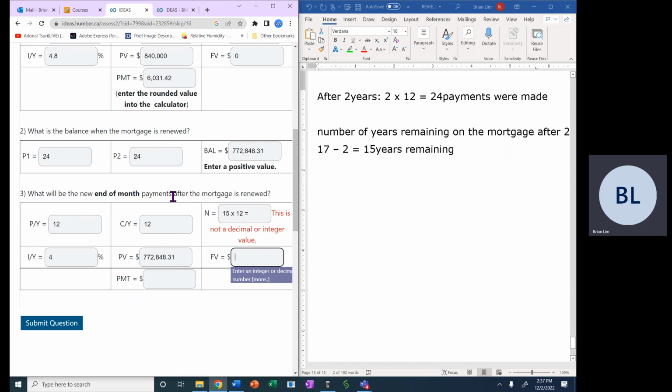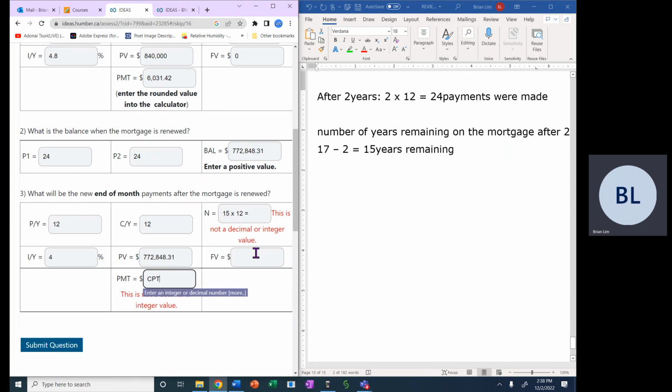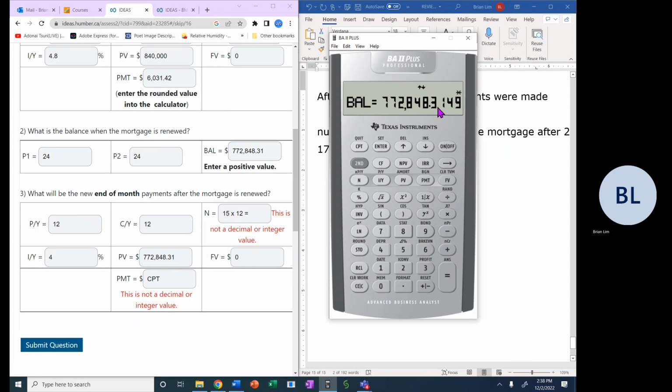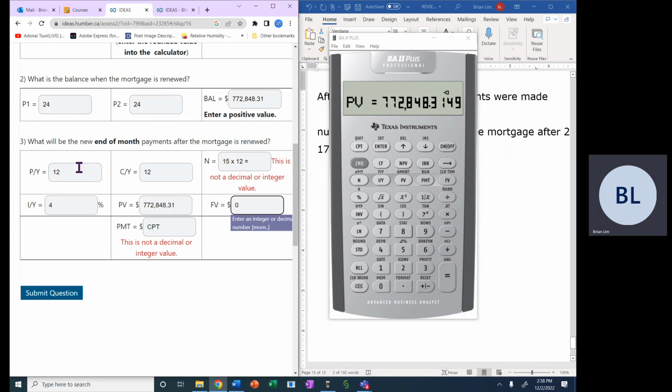All right, now we want to find the payment, the end of month payment. Okay, so this is what we're computing, the PMT. Future value is 0, and let's go and use the calculator to do the rest. Now we have the balance. Now we can go and just click on present value, and the number is in there. How do I know? Well, let's come out of here, and I recall the present value. And there you are, 772,848.3149.